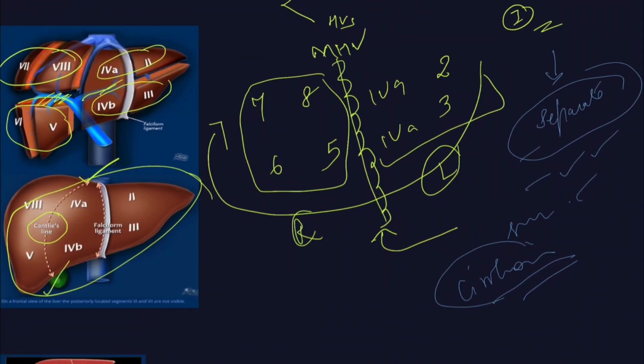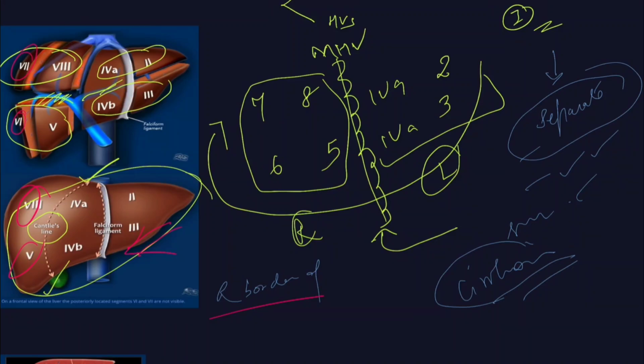Now one question is there: the right border of liver is formed by which segment, okay. So just look at this frontal view. Actually, these segments 6 and 7 are situated more posteriorly, and they are only visible from the back side only. On frontal section, on the frontal images, 5 and 8 are visualized. Hence, right border of liver is formed by segment 5 and 8.